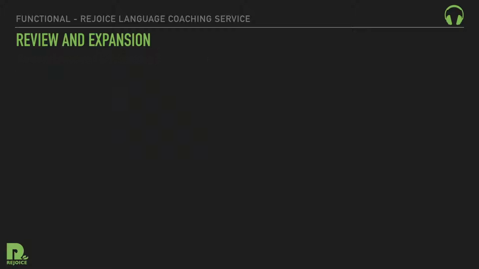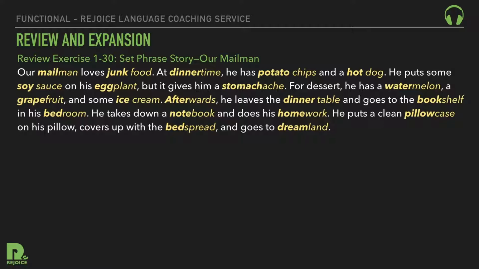Review exercise 130, set phrase story, our mailman. Our mailman loves junk food. At dinner time, he has potato chips and a hot dog. He puts some soy sauce on his eggplant, but it gives him a stomach ache. For dessert, he has a watermelon, a grapefruit, and some ice cream.